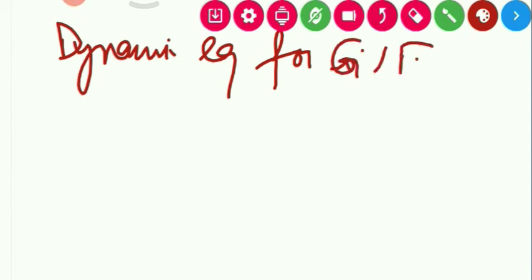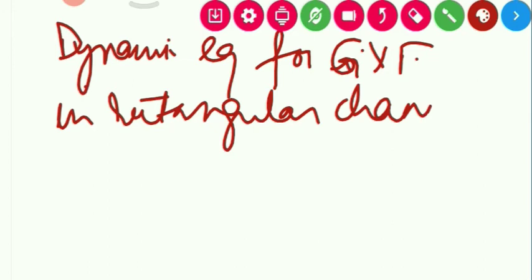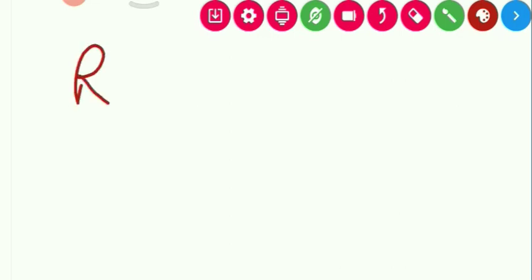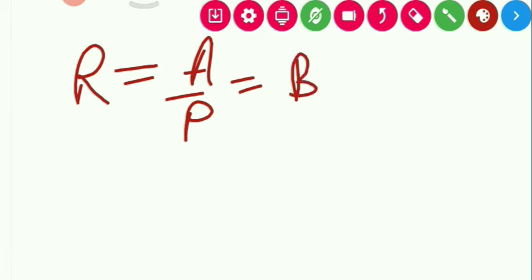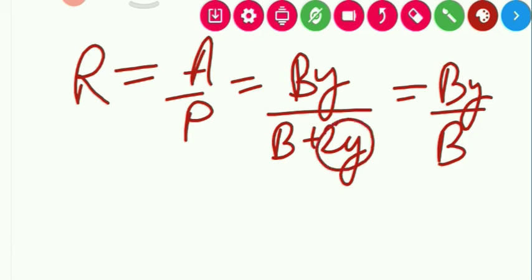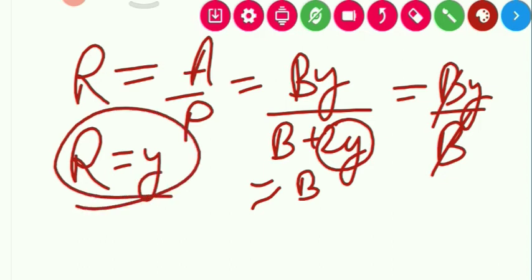For gradually varied flow in rectangular channels, the hydraulic radius is equal to area by wetted perimeter. Area is b into y, and the wetted perimeter is b plus 2y. We can write it as by upon b, because if we assume that the depth of the flow is too small, then this 2y term becomes small, so it is always equal to b. So the hydraulic radius comes out to be y.